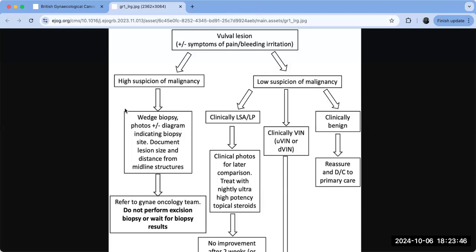Or how about high suspicion of cancer? High suspicion of cancer is when you say, doctor, this is clearly cancer, even by the description. Then you have to take a biopsy. Look how the algorithm goes. There is one arrow here to show you which biopsy. Take a photo, again plus or minus a diagram indicating the biopsy site, and document the lesion size and the distance from the midline structure. Then look what comes next.